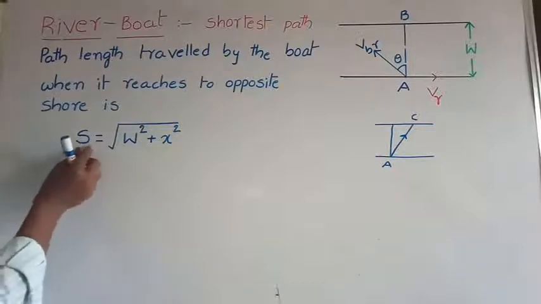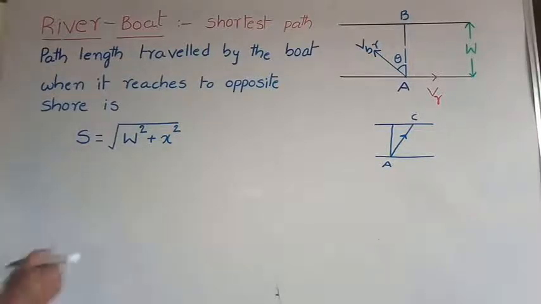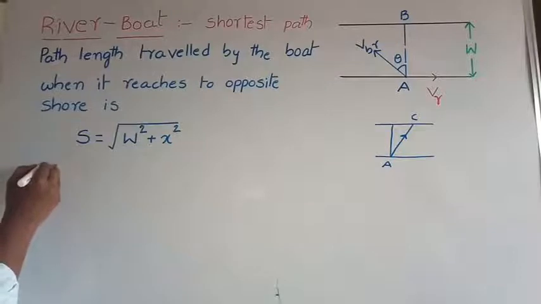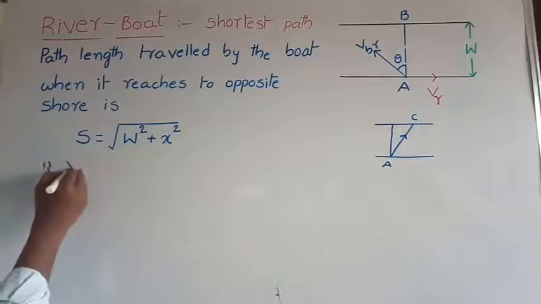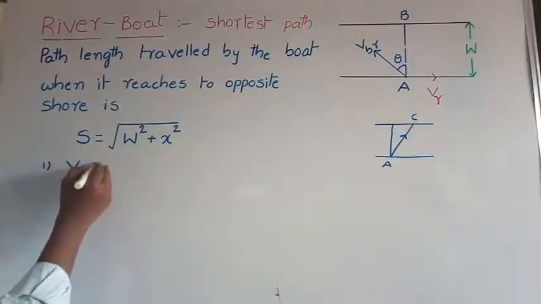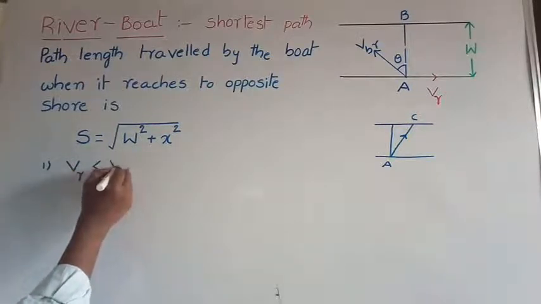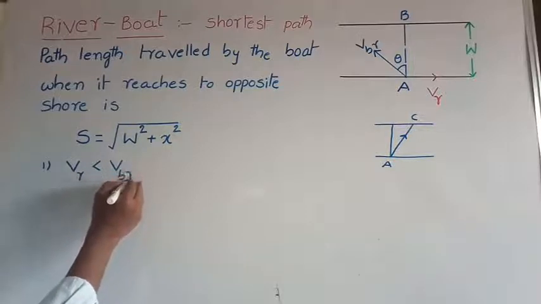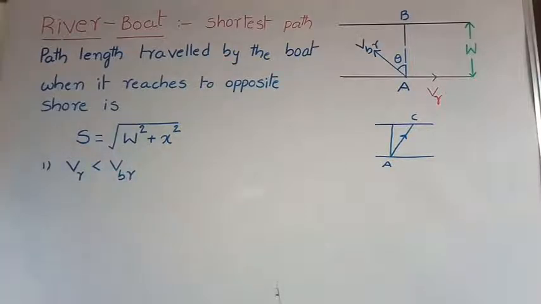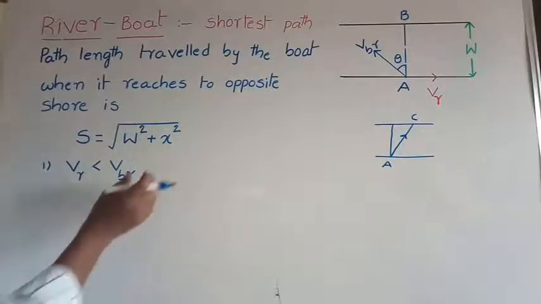For S to be minimum, there are two possible conditions. What are the two possible conditions? In the first case, the velocity of the river is less than the velocity of the boat with respect to river, VBR. In this condition, what happens? x becomes 0.